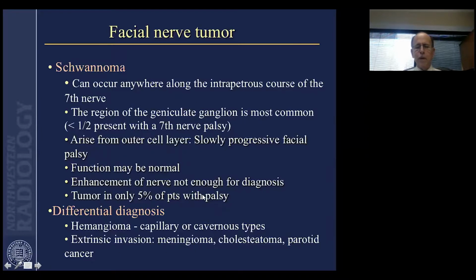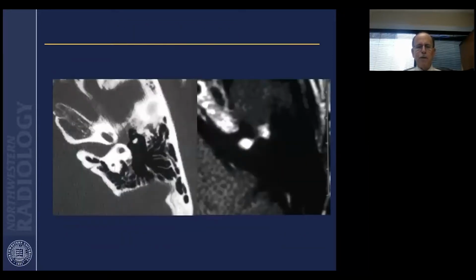And remember, facial nerve palsy is almost always not a vestibular schwannoma. Only 5% of patients with facial palsy have tumors. Most of those cases are viral infections, so-called Bell's palsies. Differential considerations: when you see a mass of the facial nerve, hemangiomas may involve the facial nerve, or you may see extrinsic tumors and cholesteatomas involving the facial nerve.